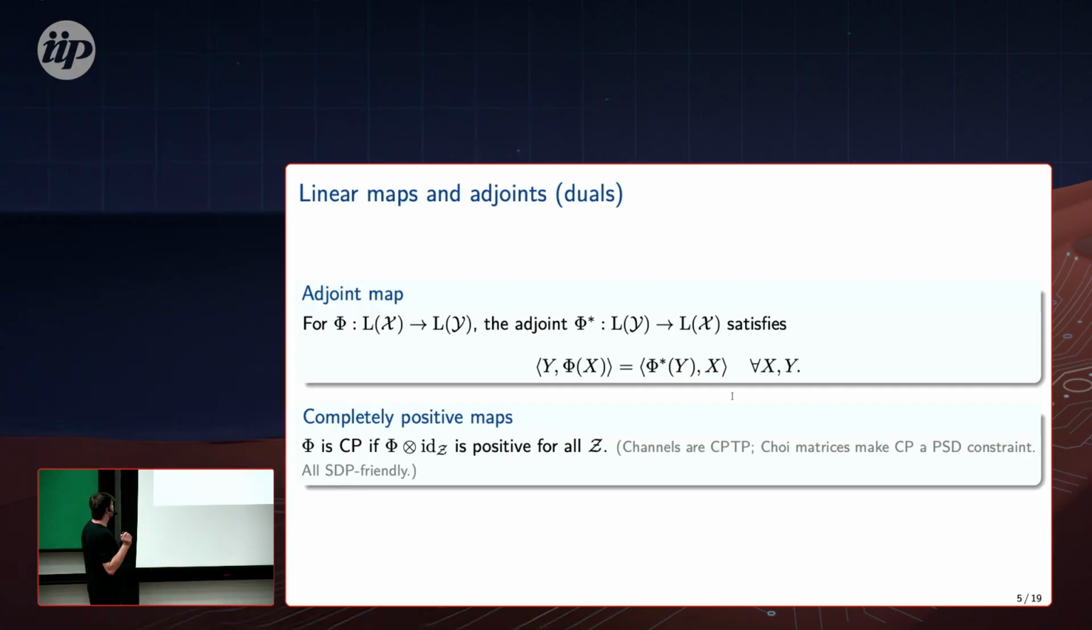And this adjoint map is going to play an important role in what is to come. Another important set of maps are completely positive maps. We say that some map phi, which again goes from matrices to matrices, is completely positive if, when you take the tensor product of that map with the identity channel on some arbitrary extra space, that map takes positive matrices to positive matrices.